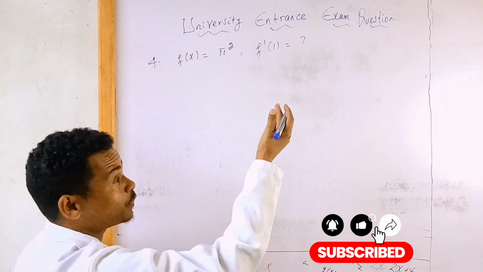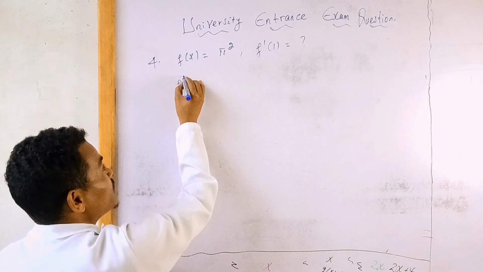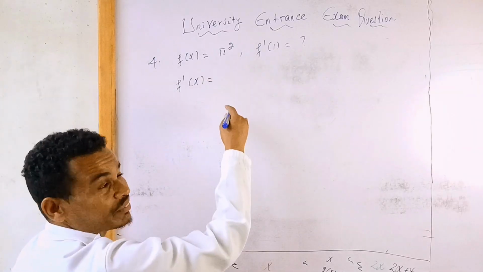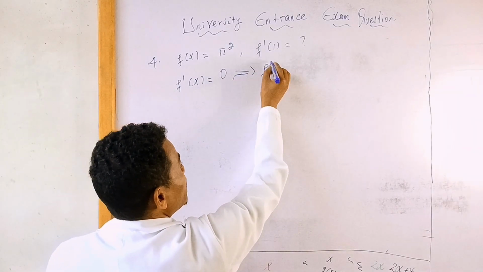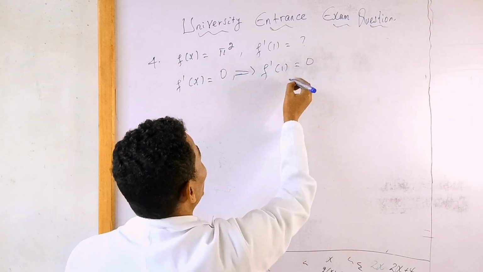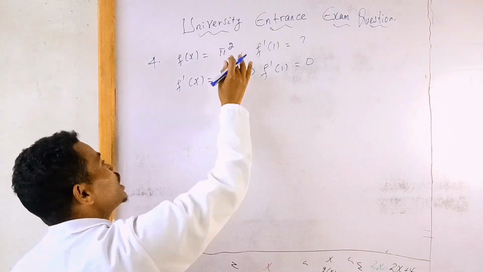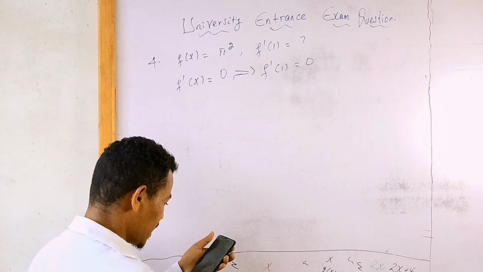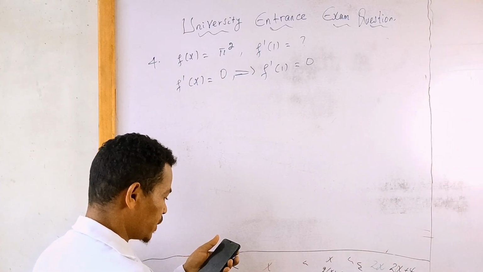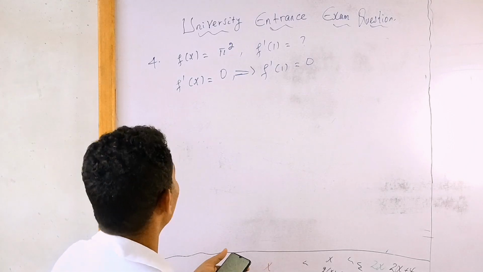When we take the derivative of a number, we get 0. That is, f derivative of x is equal to 0, which implies f derivative of 1 is equal to 0. Any number's derivative at any point is 0. So the answer to question number 4, with options A 2 pi, B pi square, C 0, D 1, is C, which is 0.